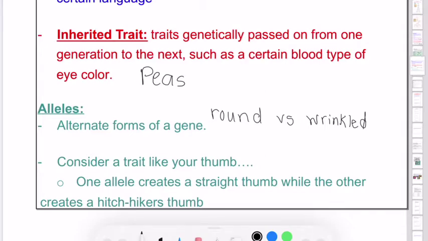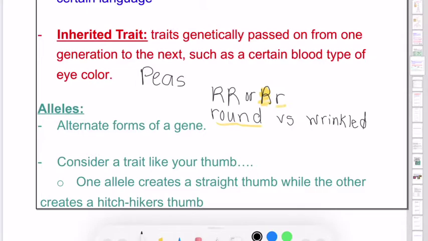For round, you can pick any letter really, and the letter I'm going to choose is R. A big R signifies that it's dominant. So for round seeds, they could be big R, big R, or they could be big R, little r. And why they could be big R, little r is because the big R will mask the little r. So even though on its gene level it's big R, little r, what we'll see with our eyes is round.